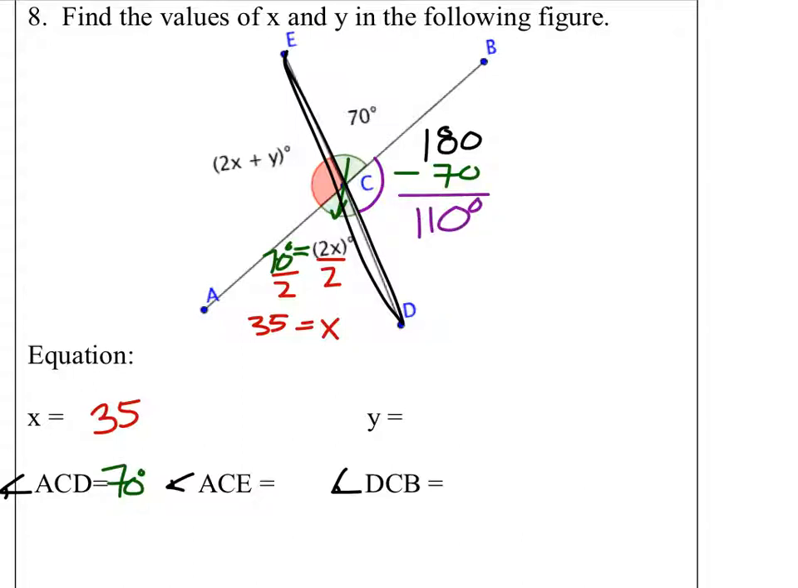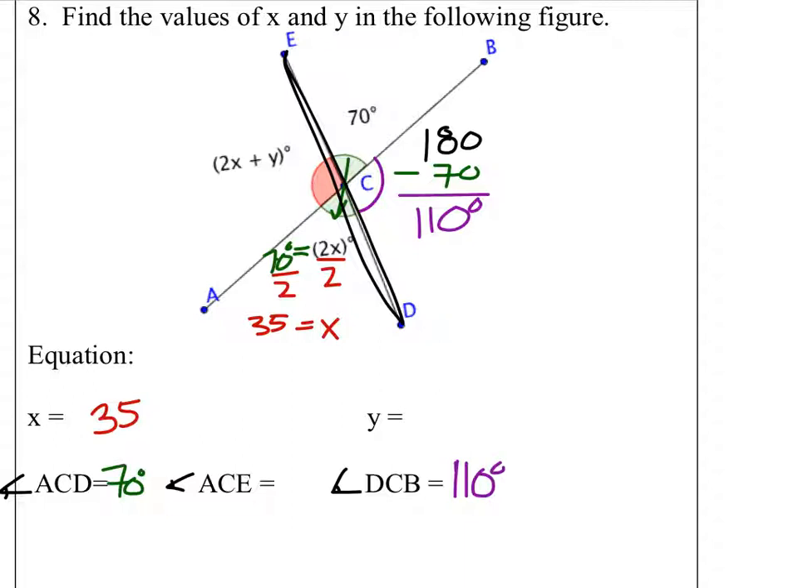110 degrees. Now, yes, this one is the same as angle ACE, but the only reason I did that is so that I can see visually what it is exactly. I'm going to fill it in though. That's 110. All right, there we go.